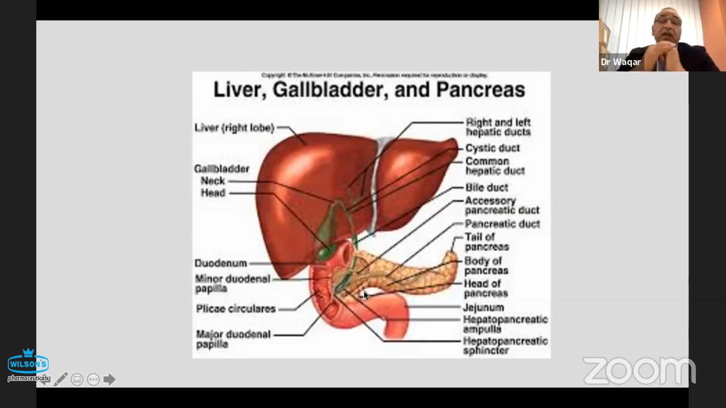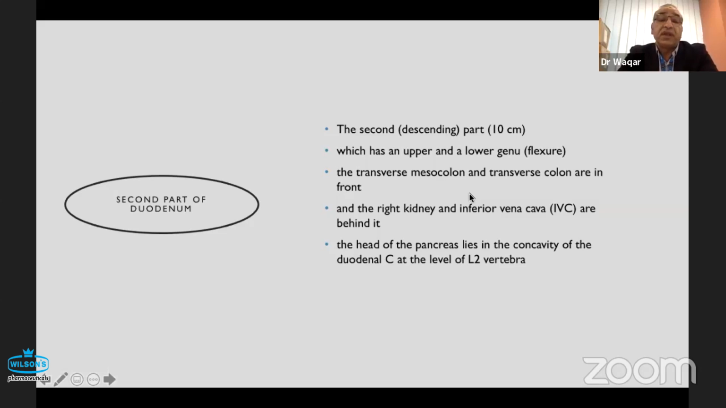In fact, the head of the pancreas lies in the lap of the second part of the duodenum, which is known as the descending part also, and is about 10 centimeters long. It has an upper and a lower flexure, or genu. The transverse colon and the transverse mesocolon are in front of the duodenum. That is important to know when you are thinking about anatomy and about the various complications that one can come across.